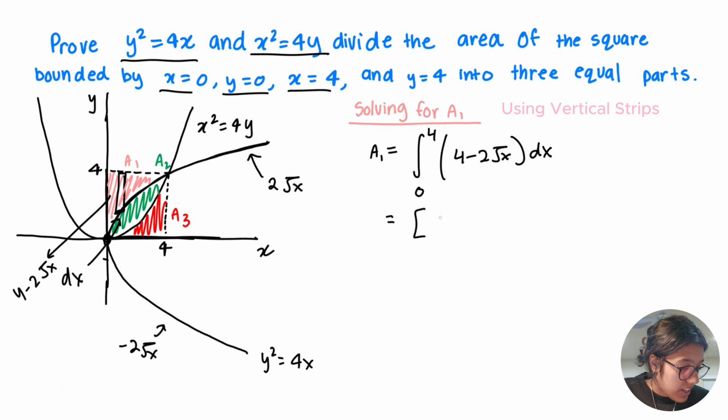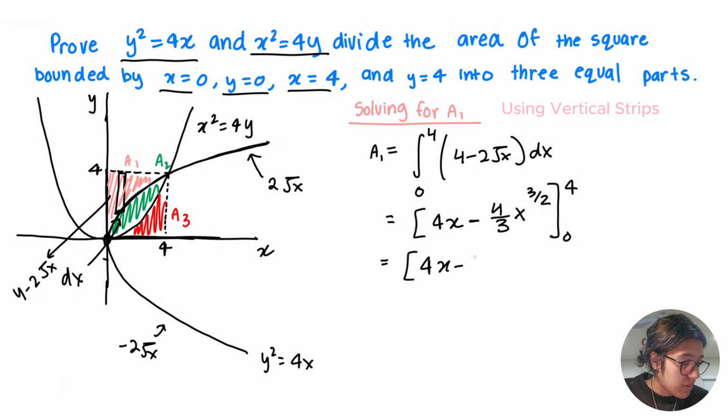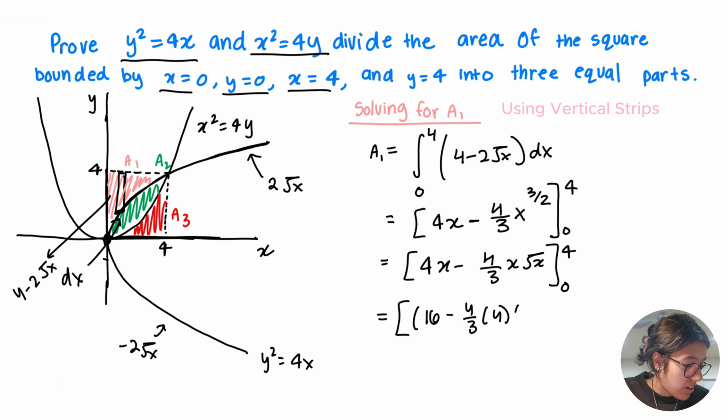Now we can just simplify this. So 4x minus 4 thirds x to the power of 3 halves, 0 to 4. I'm going to rewrite this so it's a bit simpler. Substituting that 4, we're left with 4 times 4, which is 16, minus 4 thirds times 4, and then root of 4, which is just 2. And then just 0, because if we substitute 0, everything becomes 0.